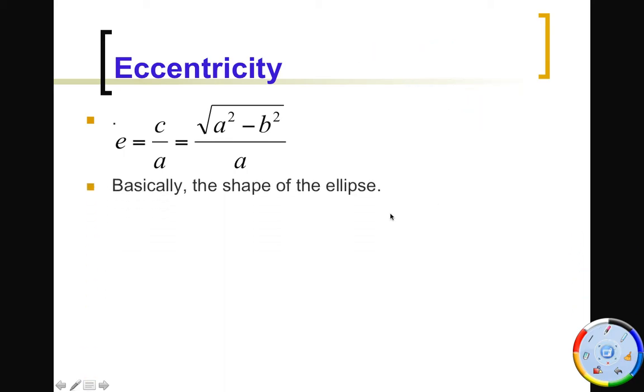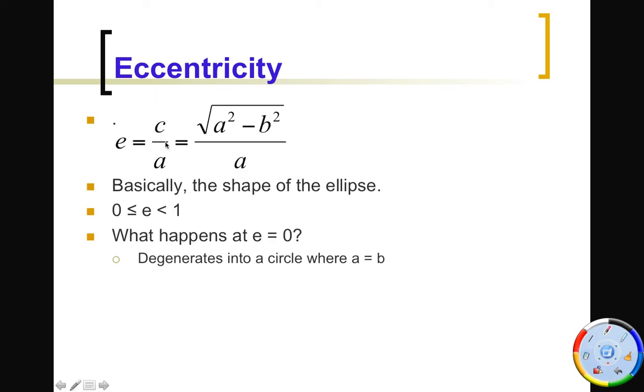And what eccentricity basically does is it tells you the shape of the ellipse. It tells you if it's really skinny or really fat, or if it's closer to a circle or whatnot. E is defined between 0 and 1 for us. And at E equals 0, that's basically telling me that C is 0. So the distance from center to focus is 0, which actually means that it's a circle.